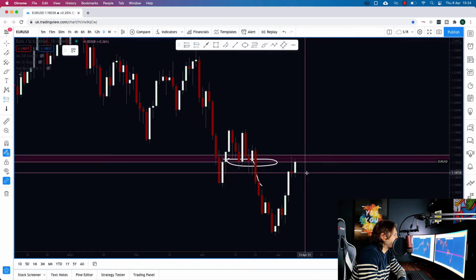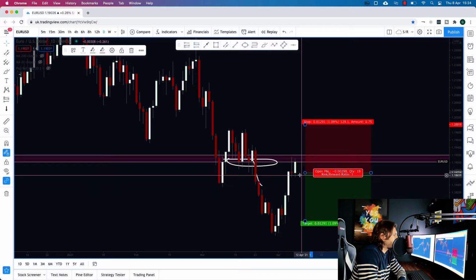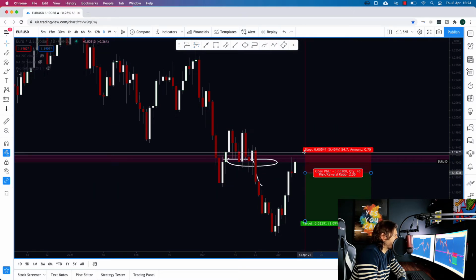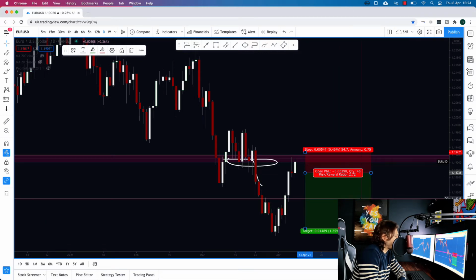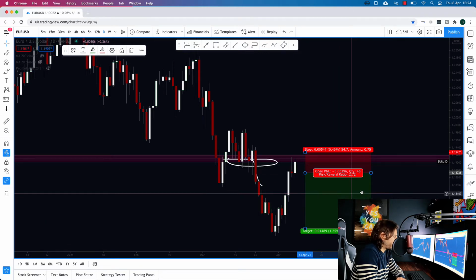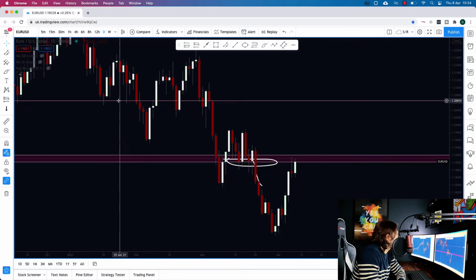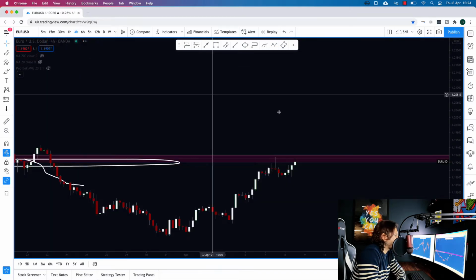So if I bring up my short position tool, let's just say hypothetically we would have entered there, stops above the pin bar, targets at the last low here. So that's a good risk to reward ratio, nearly 1 to 3 R. But the more refined setup I'm looking at is on the 4-hour time frame. So if I jump to that now.